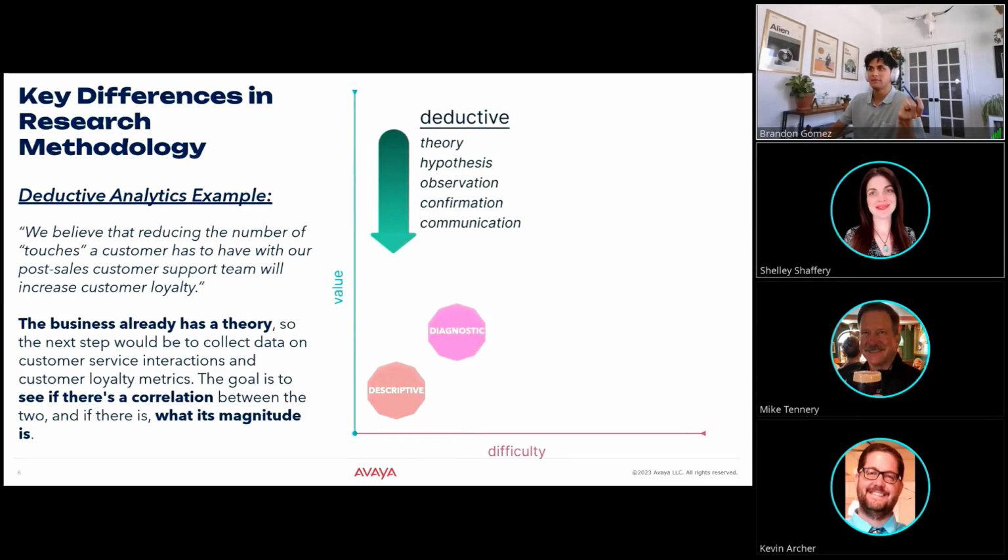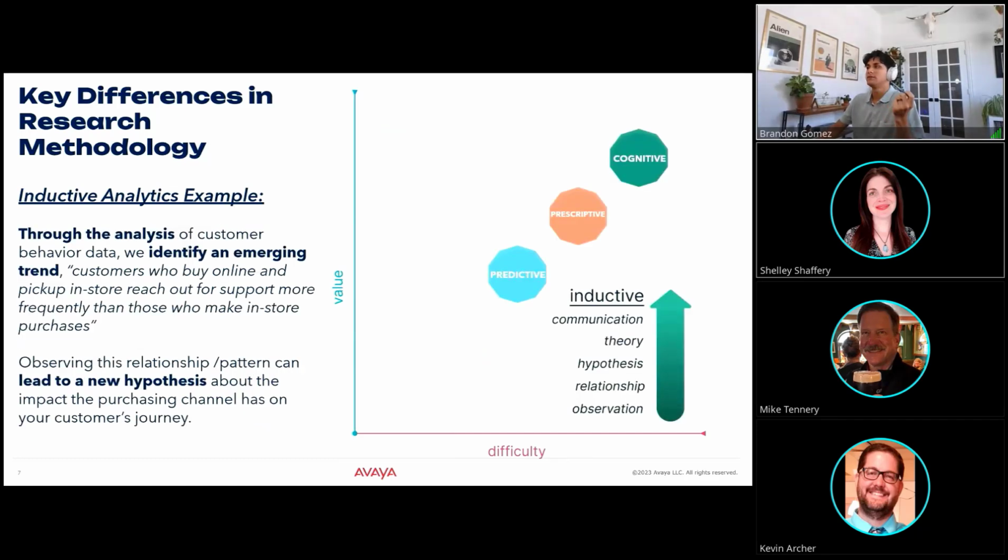But the key difference is that you're starting with a pre-established theory. We believe that, and that is in contrast to inductive analytics. This is the other side of the coin, i.e. bottom up. Here, the business is fully in discovery mode. To drain the slide a little bit again, it's through the analysis of data. So let's go through this example and then I'll add some more color.